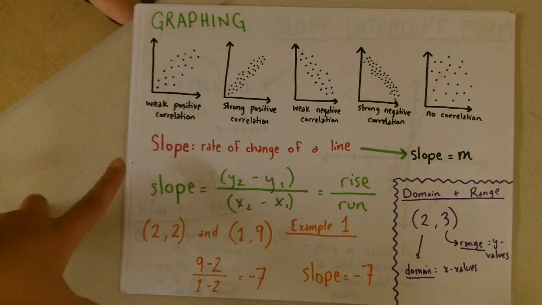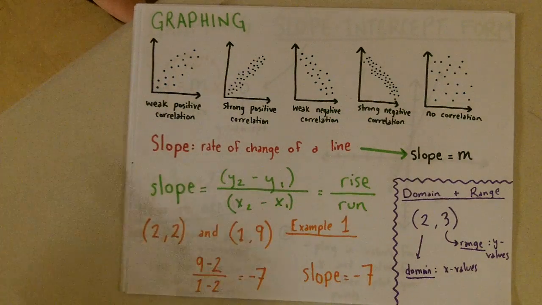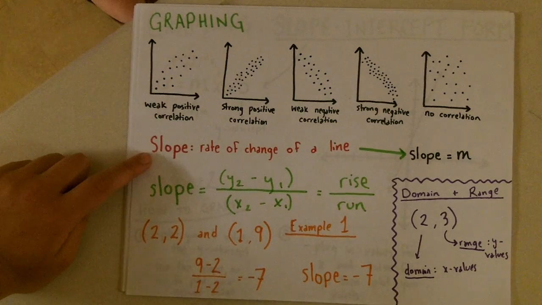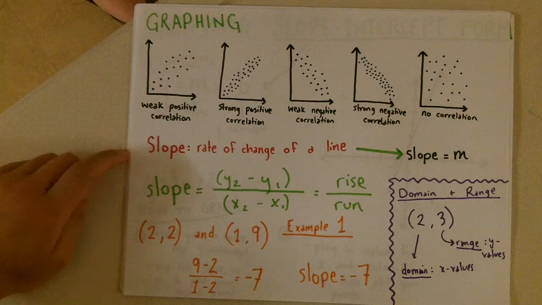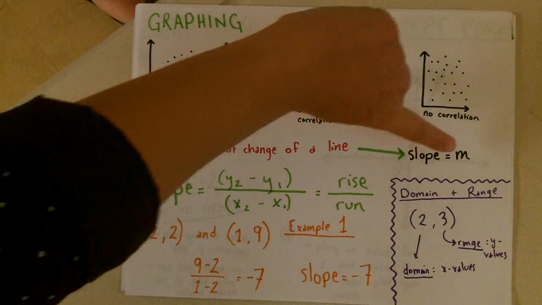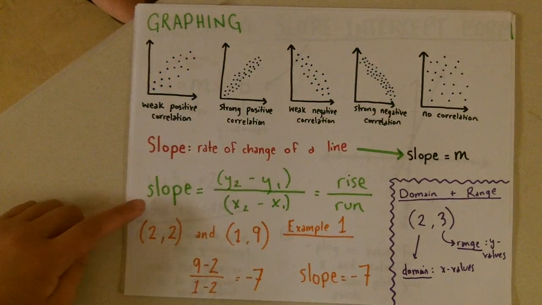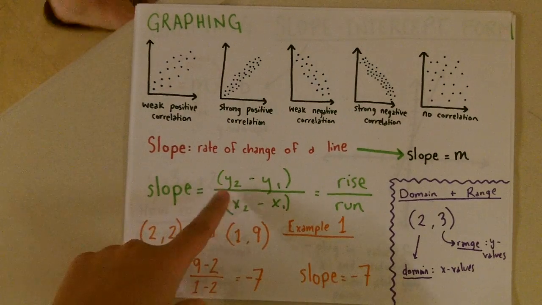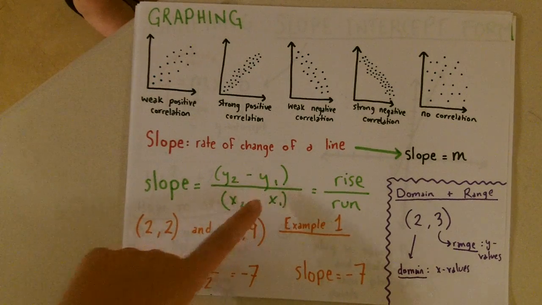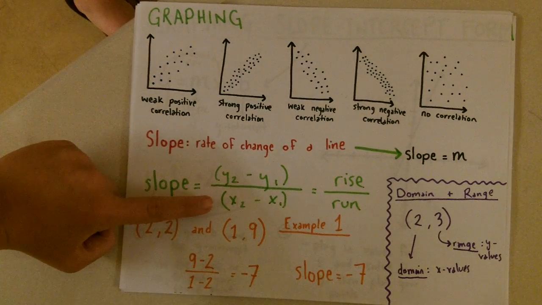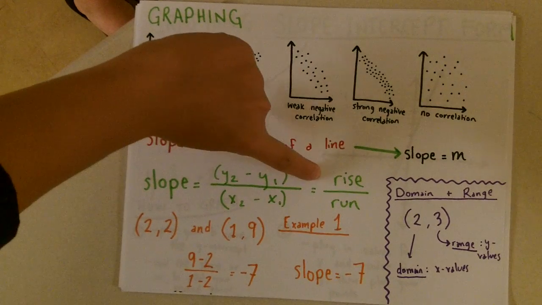So we know that for graphing, it's important that you be able to find the slope. So the slope is defined as the rate of change of a line, and a lot of times you'll see slope shown as m. So to find the slope, you need to use the equation y2 minus y1 over x2 minus x1. And this is also sometimes called rise over run.